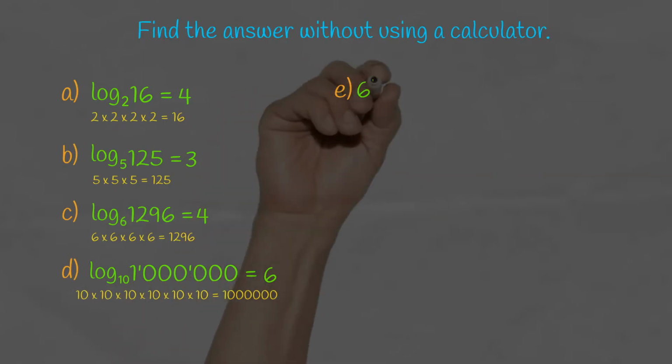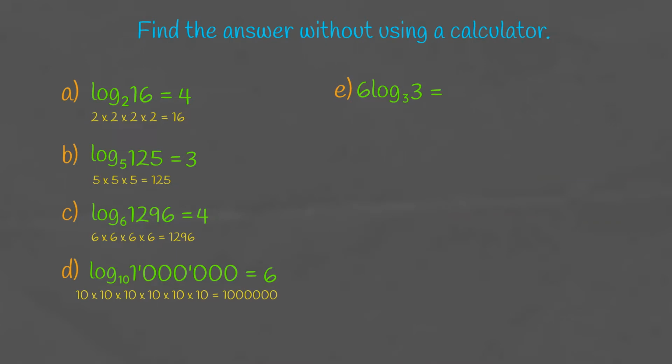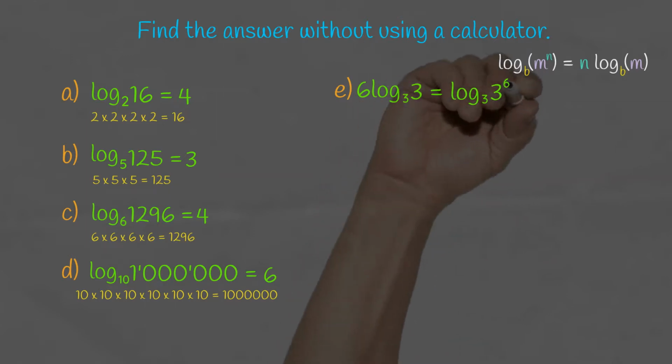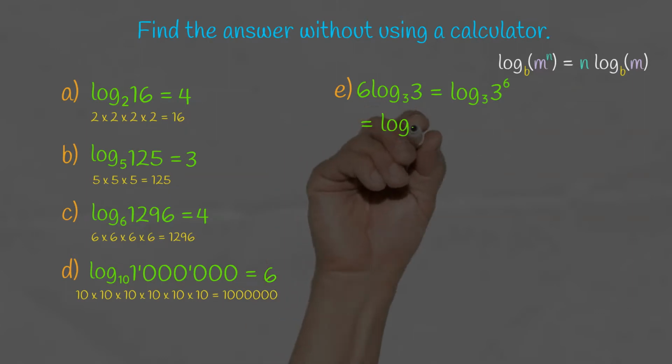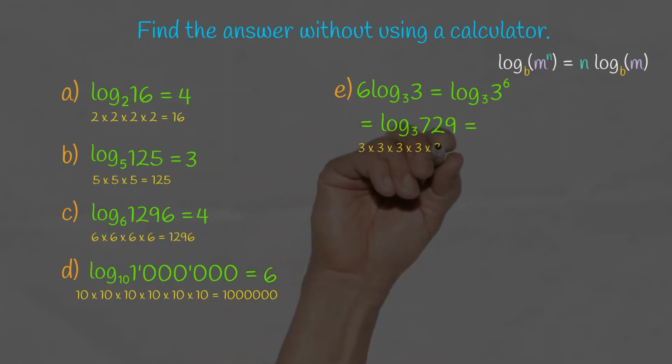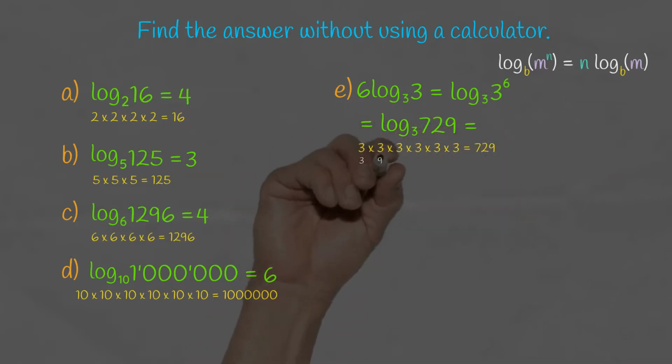For part E, we have a constant in front of the log, so before we work this out, we have to get rid of the constant by using this rule, which effectively moves the constant to a power of the number we are taking the logarithm of. In this case, it's a 3. So we have log to base 3 of 3 to the power 6, which is the same as log to base 3 of 729. So now we have to work out how many times we times 3 by itself to get to 729. And as you can see, if we times it 6 times, we'll get 729, so the answer is 6.